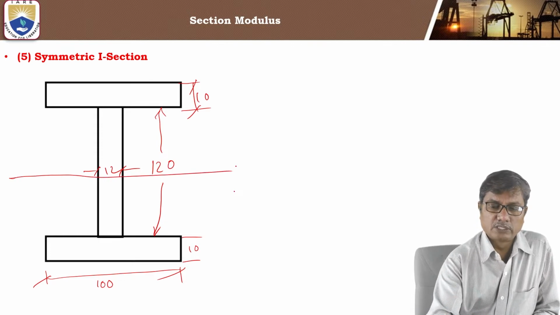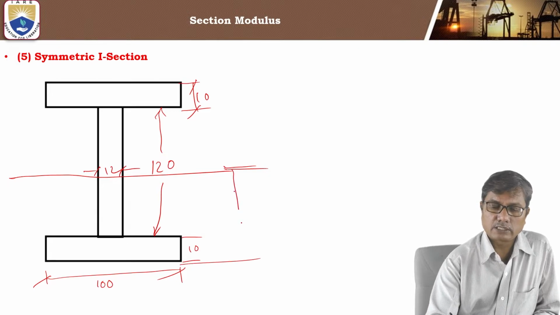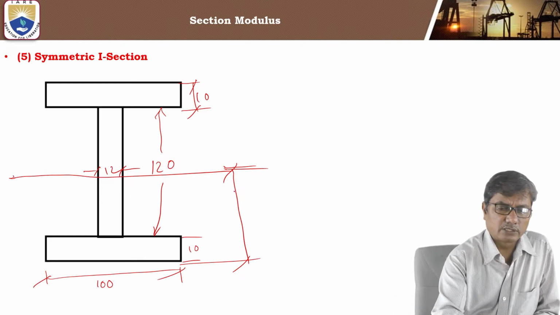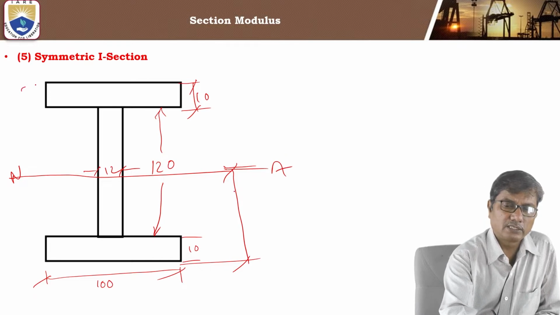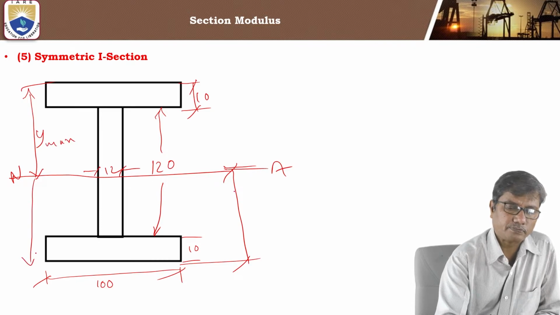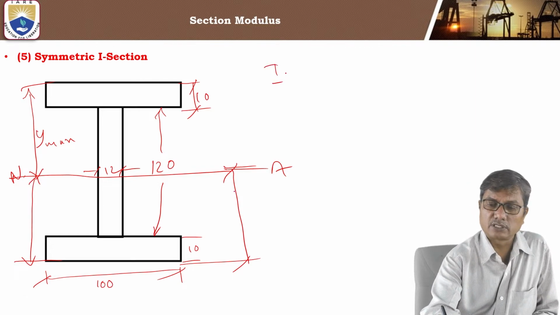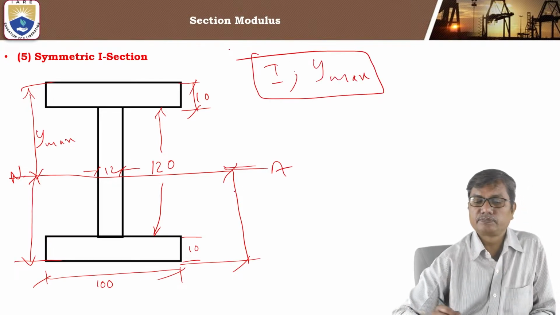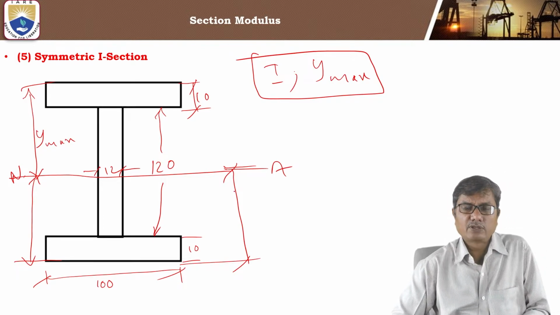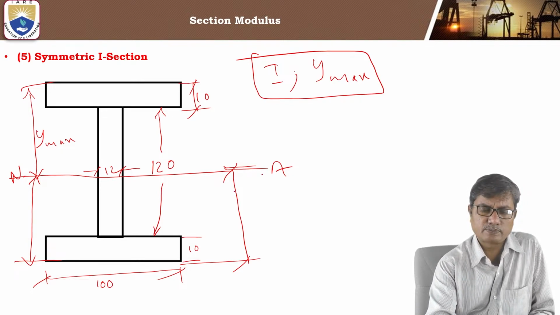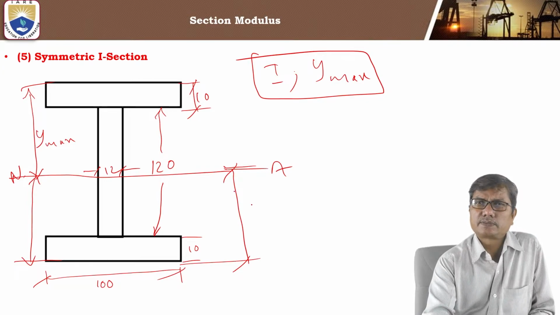That is our problem. For that, first you need to locate the centroidal axis, and find the maximum fiber distance from the centroidal axis. And then the moment of inertia about the centroidal axis. You need to find out the moment of inertia and maximum fiber distance to find the section modulus. So first you need to locate the centroidal axis or the neutral axis which passes through the centroid. Location of neutral axis.